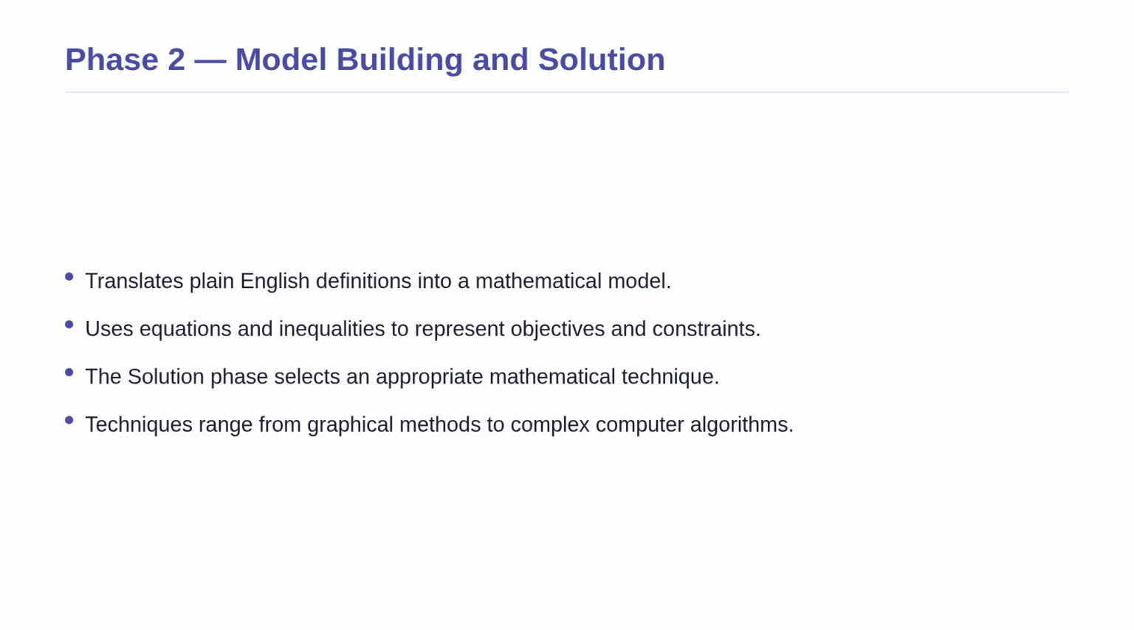Once the problem is clearly defined in plain English, we move to the next phase, model building. This is where the magic happens, as we translate English words into a mathematical model. A mathematical model is simply a set of equations and inequalities that represent the objective and the constraints we just defined. We use symbols to represent our decision variables and write formulas to show how they interact. After the model is built, we move to the solution phase. Here, we select an appropriate mathematical technique to find the best possible values for our variables, whether that is a simple graphical method or a complex computer algorithm.